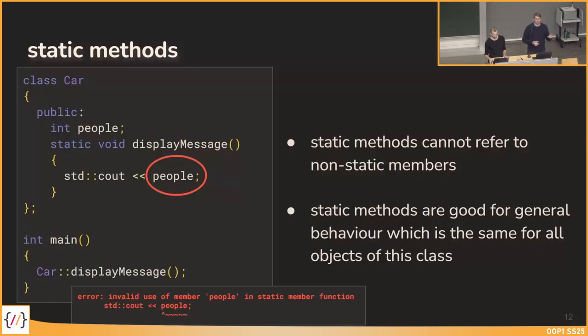This is not allowed. And why should we even use static methods? There are quite a lot of use cases. It's really good if you have a general behavior that applies to all the objects of a class, that you define a static method for this, if this behavior should be the same for all objects, so if this is an object-independent behavior.